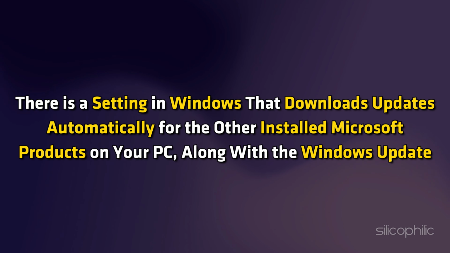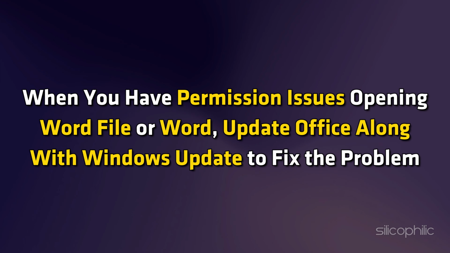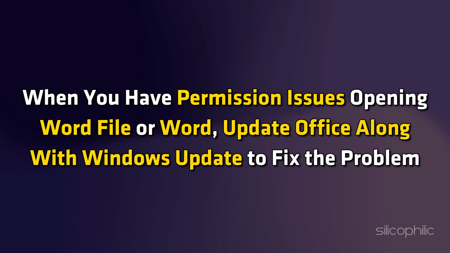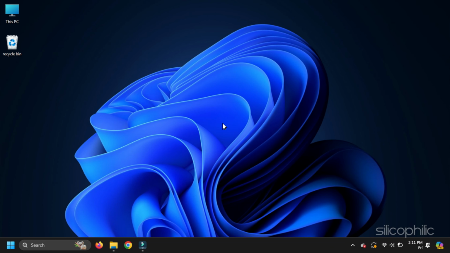Method 6. Update Word and Windows. There is a setting in Windows that downloads updates automatically for the other installed Microsoft products on your PC along with the Windows update. When you have permission issues opening a Word file or Word, update Office along with Windows Update to fix the problem. To do that, follow the steps given below.